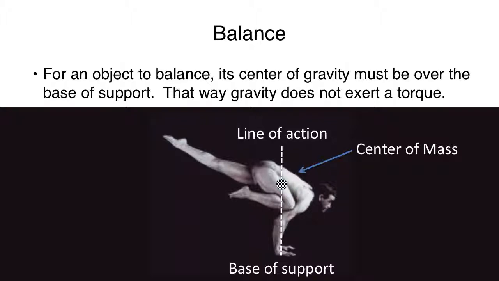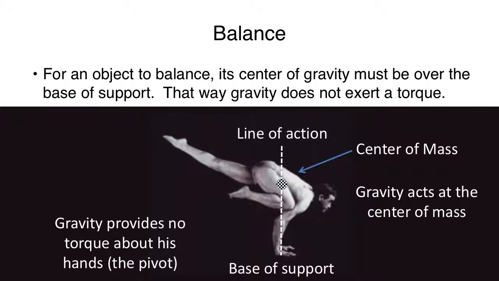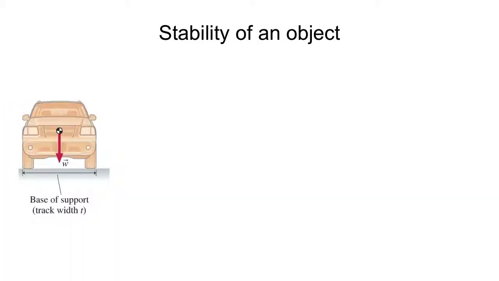When that position moves slightly toward the right, I then have a component of gravity that will pull me to the ground. So let me see what this looks like. Gravity essentially acts at the center of mass, but it provides no torque when it's perfectly balanced. So the definition of an object in equilibrium and balancing is that the gravitational force provides no torque on the system. And we can think about this going back to driving.